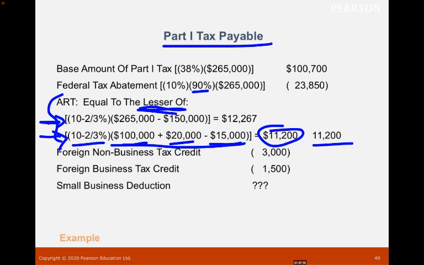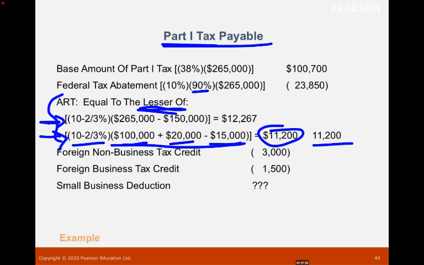But that's an example of a question where you're calculating that aggregate investment income for purposes of Part 1 tax payable. Now remember the first part, the other thing we compare to, this was back on slide 13 if you want to refer to it. We had the corporation's aggregate investment income times 10 and 2/3%. So we just did that.